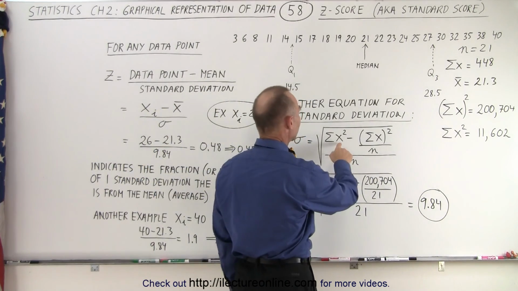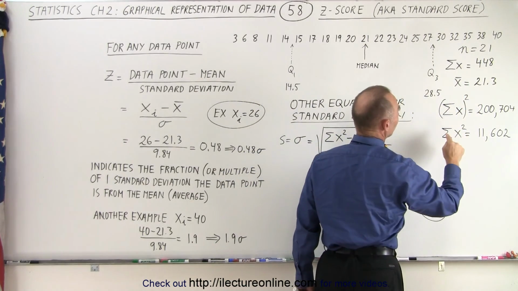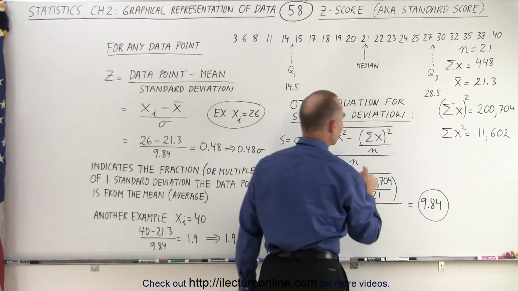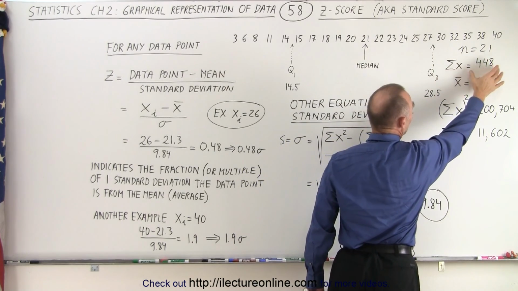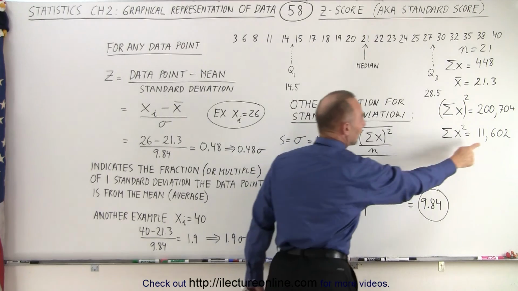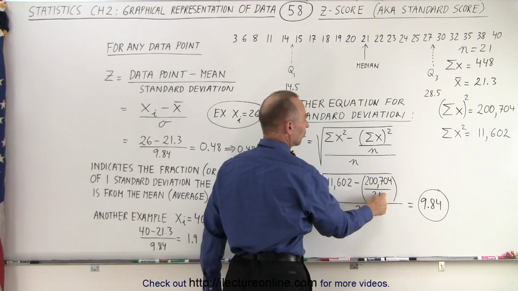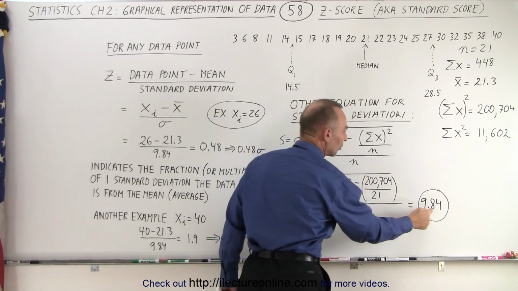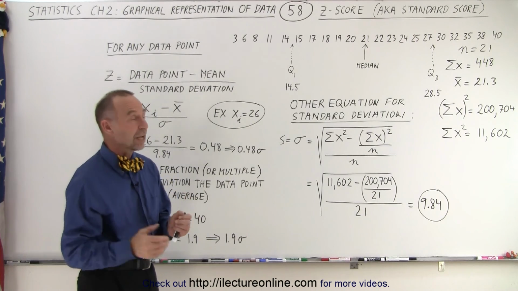Notice that if we take the sum of all the individual values squared, we get 11,602. If we now take the sum of all the individual values of the data set, and we take this number and we square it, we get this value. So now we take this quantity, 11,602, minus this quantity divided by the number of data points, which is 21, and take that difference and divide it by 21, we take the square root, we get the standard deviation of 9.84, and sometimes that's an easier way to find the standard deviation.